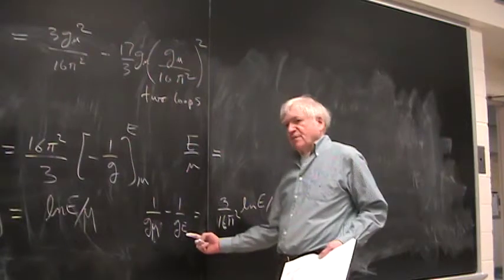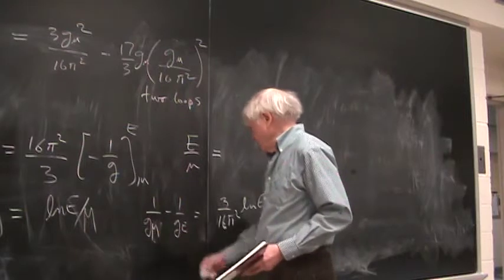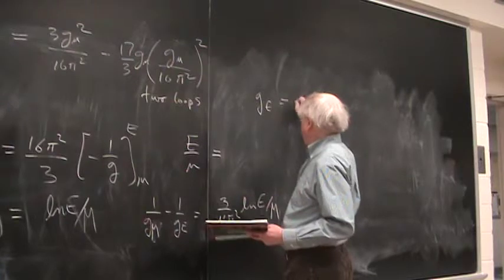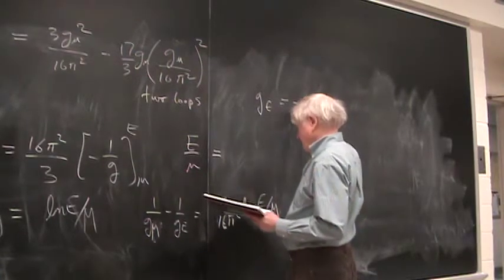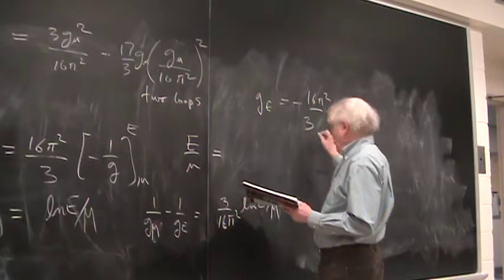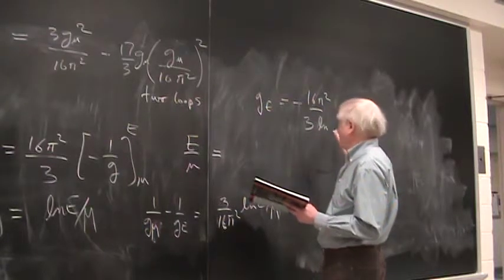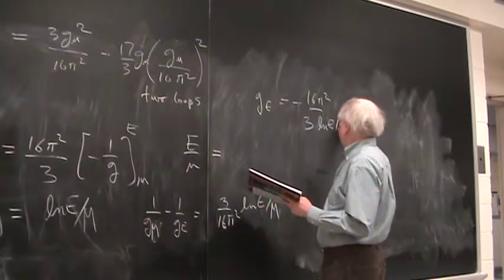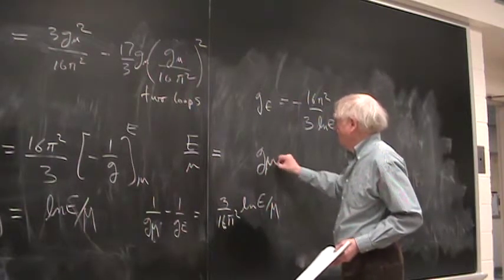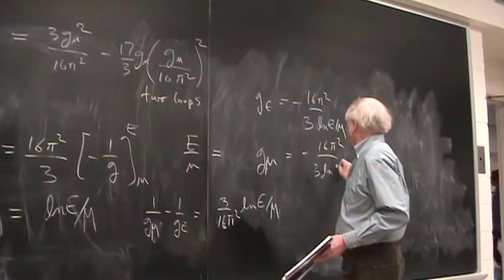Now we're looking at this for big E, okay? And we're basically going to ignore this term. And so that gives us G sub E as minus, we just invert this, 16 pi squared over 3 log of E over M, or effectively now replacing it by mu, we get G sub mu is minus 1 over 6, minus 16 pi squared over 3 log mu over M.